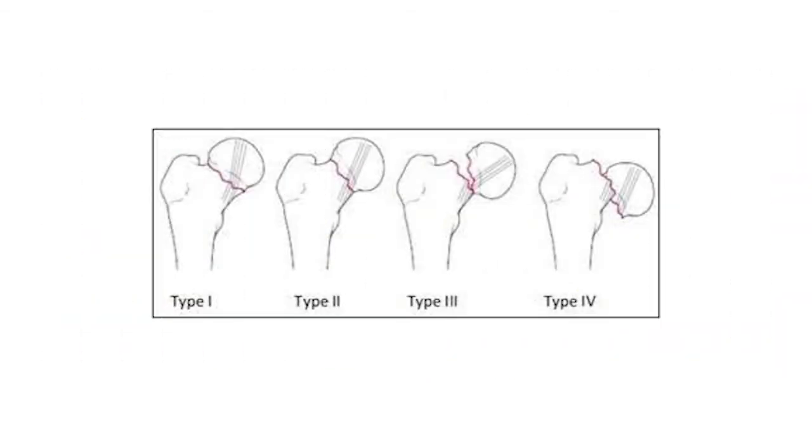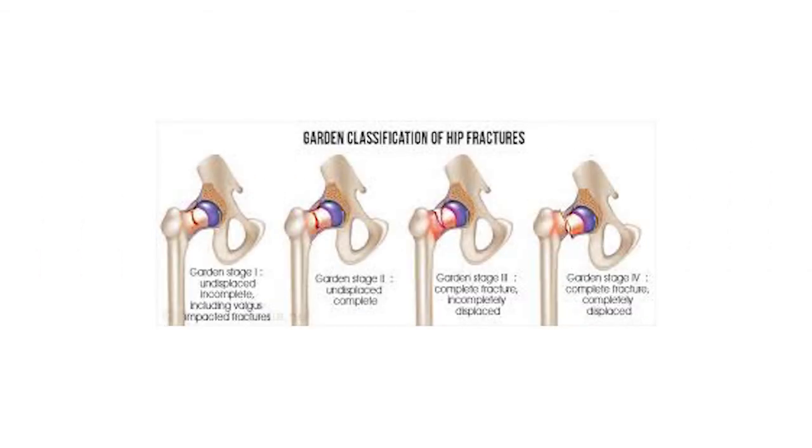This is the second image showing the fractures of the neck of the femur: type 1, type 2, type 3 and type 4. Type 4 is displaced fracture of the neck of the femur, head of the femur. This is another image showing the Garden classification of hip fractures, clearly seen in this image. This is as the previous image of the fracture of the neck.